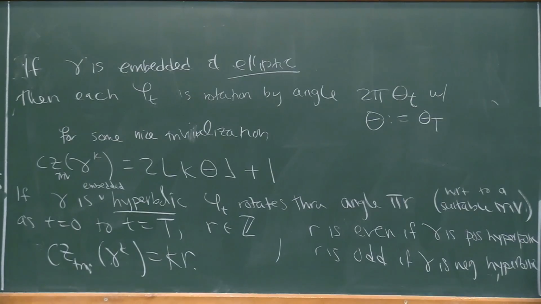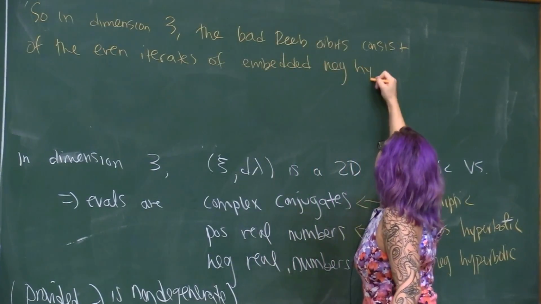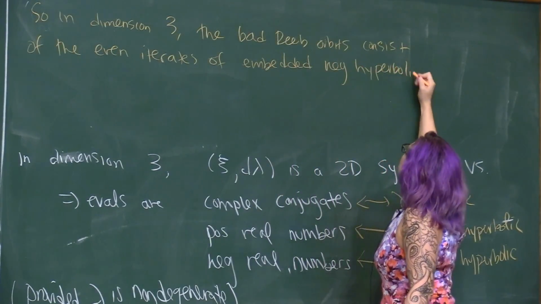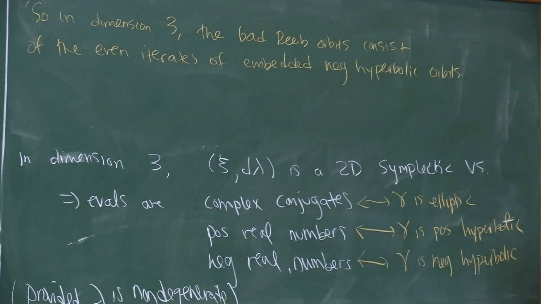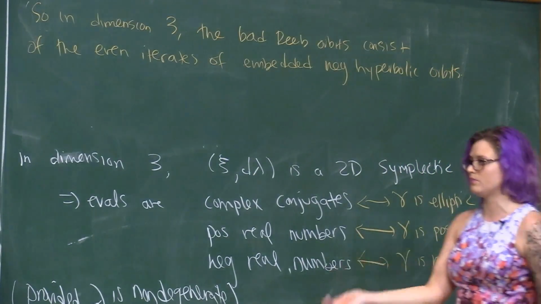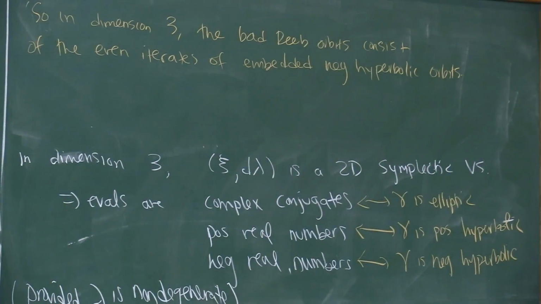of embedded negative hyperbolic orbits. Okay. And there are some technicalities we're not going to get into about good and bad. But basically what happens is that when we look at moduli spaces where you interpolate between a Reeb orbit where one of them is bad, it turns out that you can't orient that moduli space.